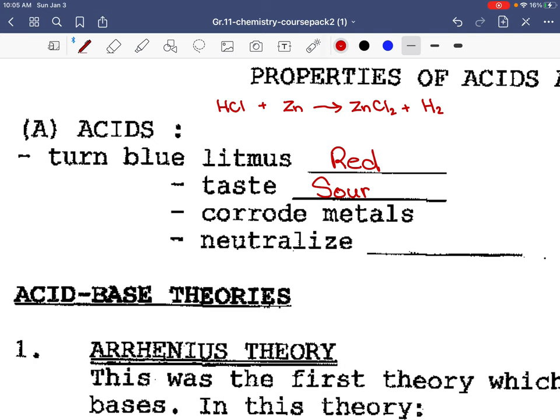Okay, so it corrodes metal. Why don't you want to put or leave vomit in your mouth? Well, the hydrochloric acid can certainly react with the calcium. Where's calcium? In your teeth.